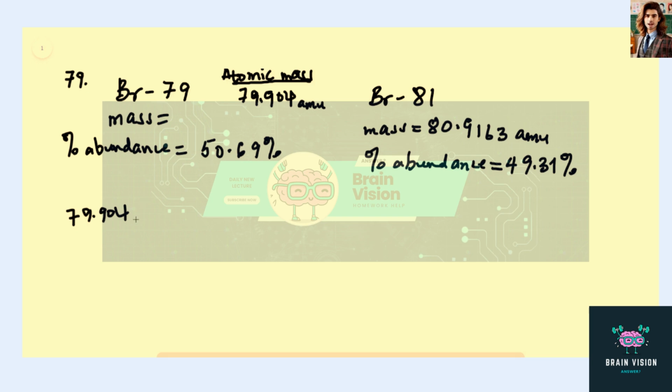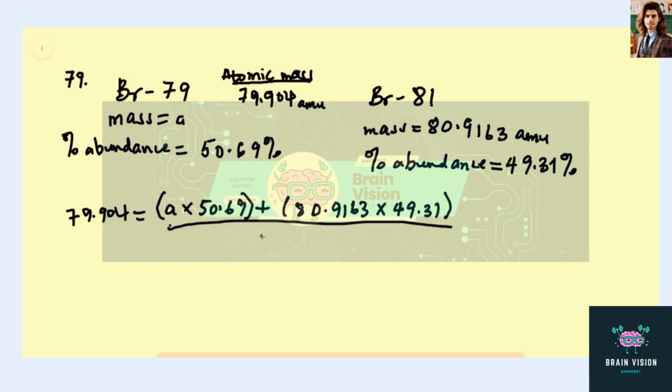In this expression, assuming we say the mass of bromine 79 is A, we can write the variable A times the percent abundance, which is 50.69, plus the mass of the second isotope, which is 80.9163 times 49.31. This is all over 100.